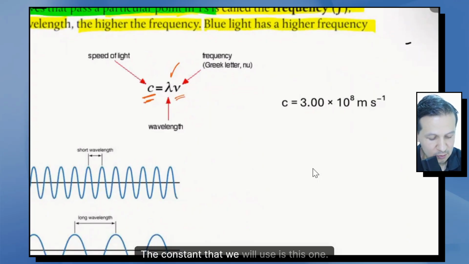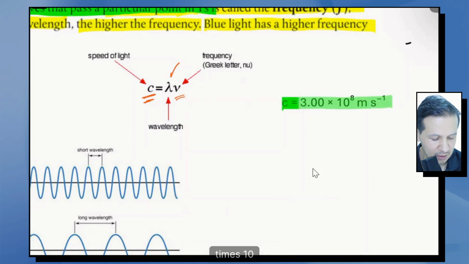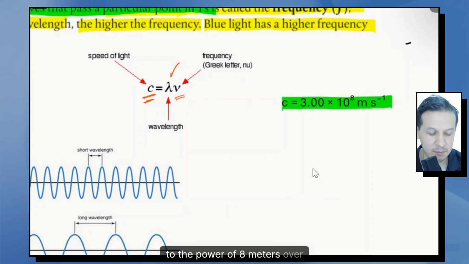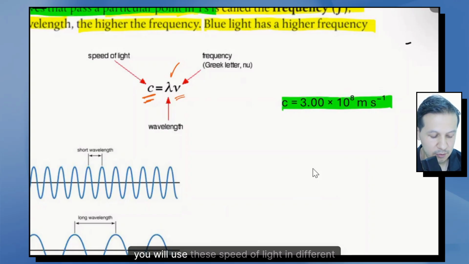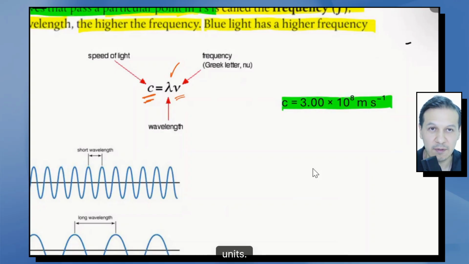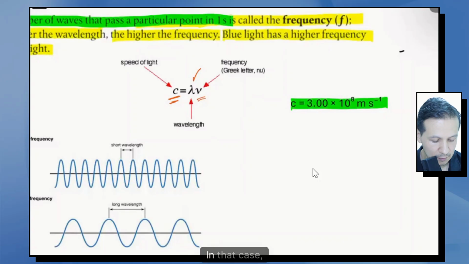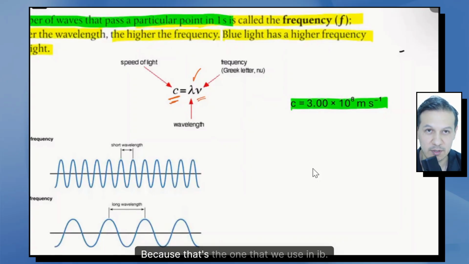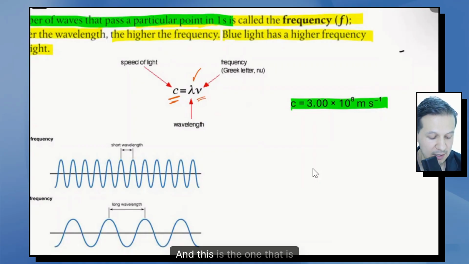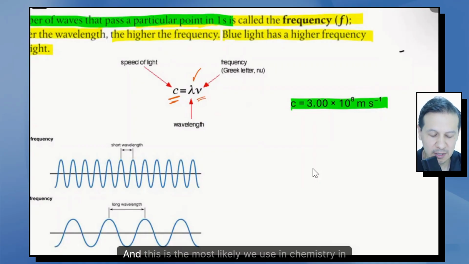The constant that we will use is this one. Speed of light is 3 times 10 to the power of 8 meters per second. Sometimes you will use the speed of light in different units, and that's why we'll have a different number. In that case, we will use 3 times 10 to the power of 8 meters per second, because that's the one that we use in IB, the one in the data booklet, and the one most likely used in chemistry in general.